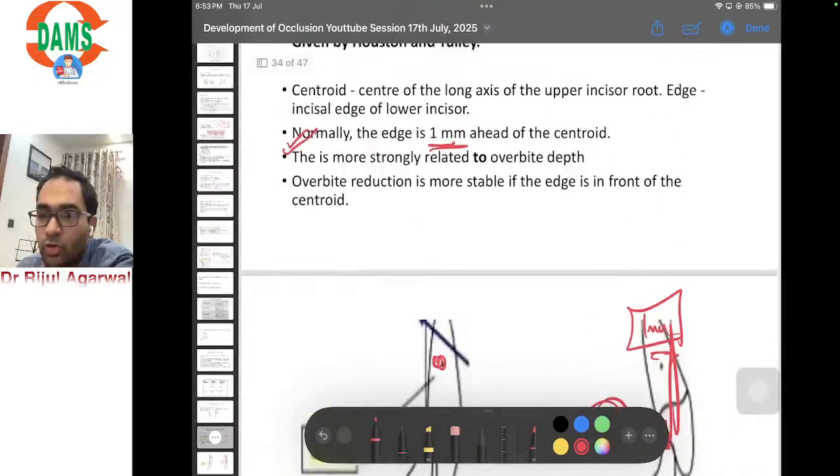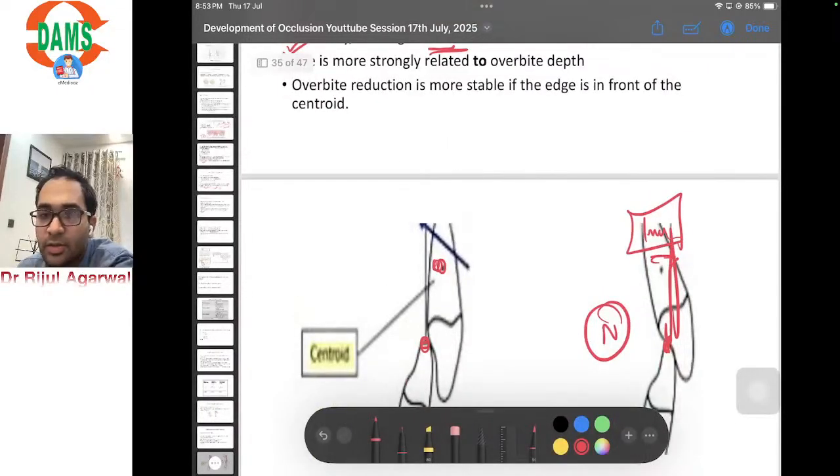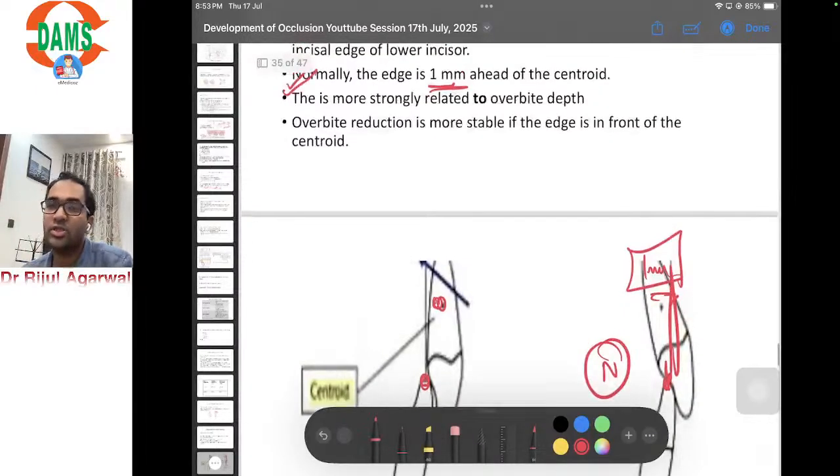In certain conditions the edge may be behind the centroid, so this is more related to the overbite indicator. During orthodontic treatment, if you are reducing the bite or opening the bite, it is said that it is more stable if, in the finishing stage, we leave the edge ahead of the centroid.